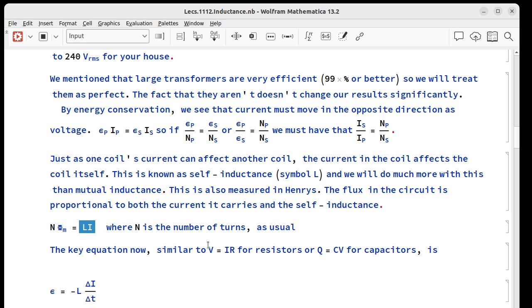Now, just like we had V equals IR to describe how resistors act in a circuit, or Q equals CV to describe how capacitors act, for inductors we get this, where, again, remember this is a voltage, this EMF, is negative L delta I over delta T. This inductance tries to oppose whatever the change in the current would be.